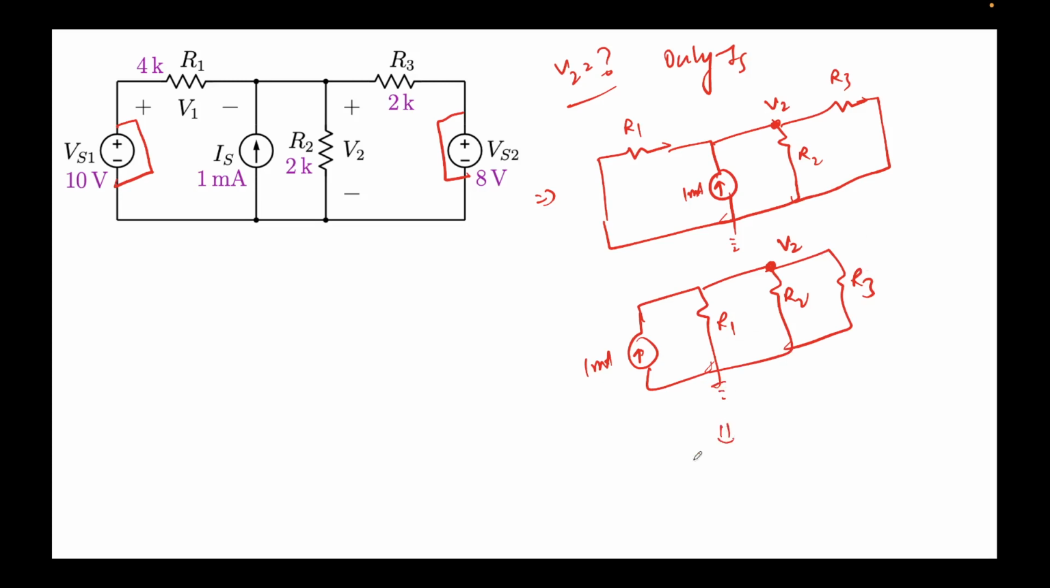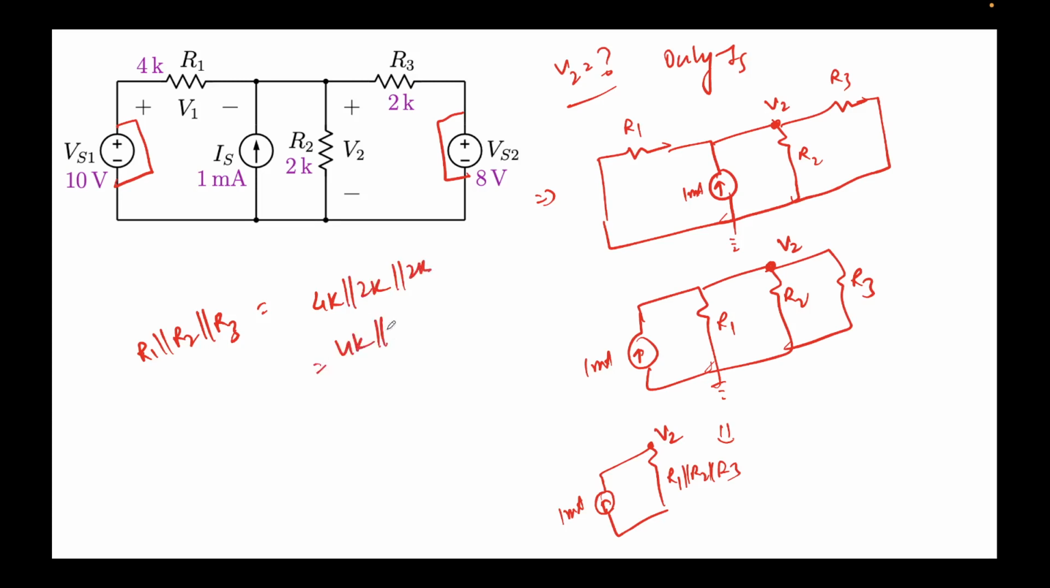So now I can again draw this as 1 milliamp and R1 parallel R2 parallel R3, and this would be my V2. So let's calculate R1 parallel R2 parallel R3. This would be 4K parallel 2K parallel 2K. So 2K parallel 2K is 1K. So that would be 4 times 1 by 5K, which is 0.8K. So R effective, REFF, is 0.8K.